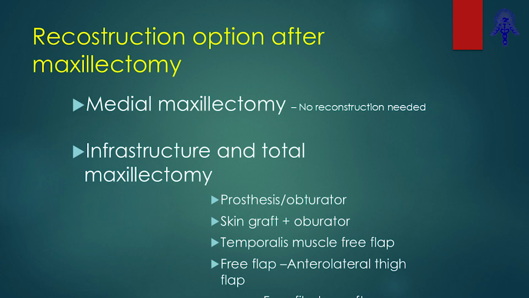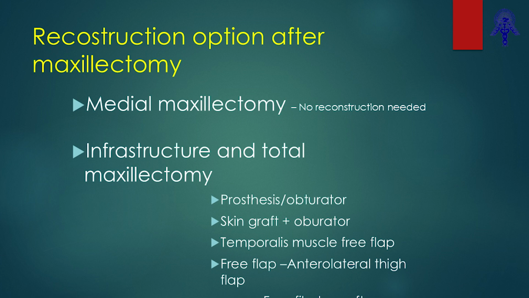Furthermore, with the latest free flaps, we have the option to go for osseointegrated implants. So the patient can have a chewing function also. So what are the options of reconstruction? First, in medial maxillectomy there is no need of reconstruction. But coming to larger defects, we have lots of options. The easiest and most prevalent one is a prosthesis or obturator. It has to be made pre-operatively, and it will be fitted at the end of surgery to hold the pack. Second, we can go for a skin graft lining the defect with the obturator, and then there are the free flaps: temporalis muscle flap, anterolateral thigh flap, and forearm flap. These flaps can be used for reconstruction.